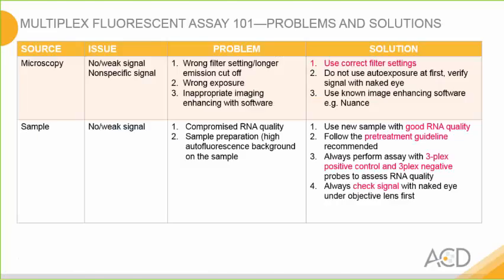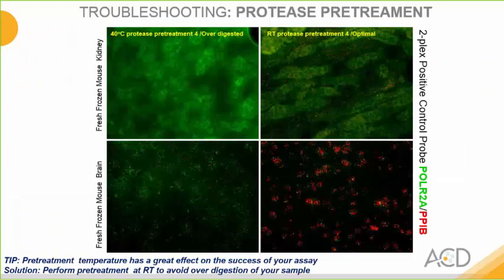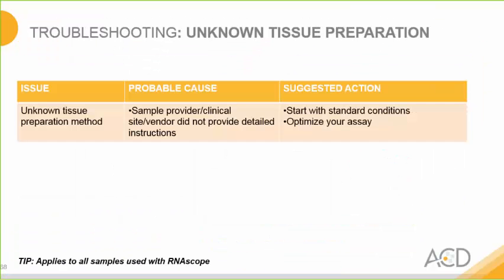Okay, I think I forgot to mention for the fluorescence assay, it's important to use the ProLong Gold mounting media. Last but not least, for troubleshooting unknown tissue preparations, particularly clinical samples or archival samples where the sample preparation method is not known, we recommend to always start with the standard condition, and you can optimize your assay from there.